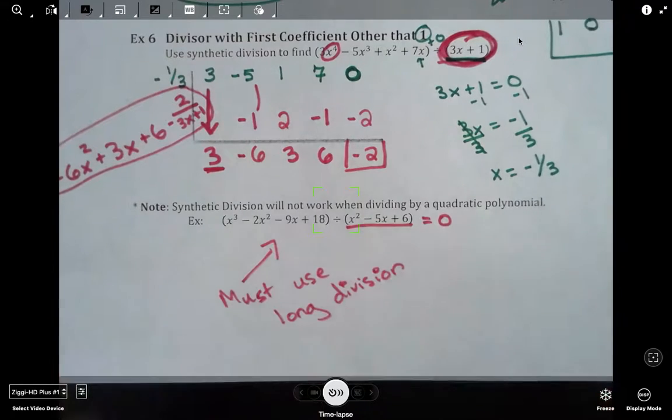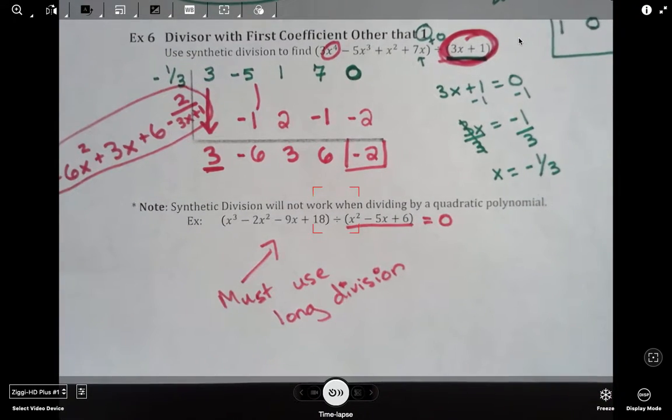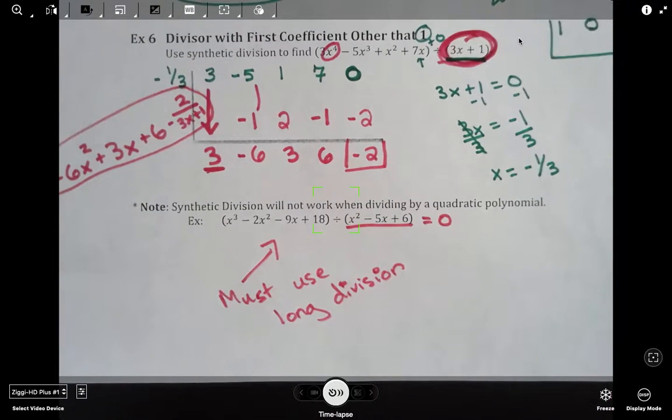On today's homework, no. The long divisions were all the ones yesterday. Okay? So on today's homework, I only give you ones that you can do synthetic division with. Do it on a couple of them. I want to make sure you know how to do synthetic division. After you do it a couple times, you'll be like, okay, this isn't so bad.